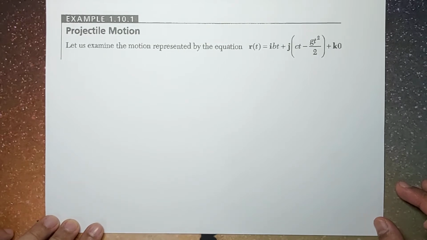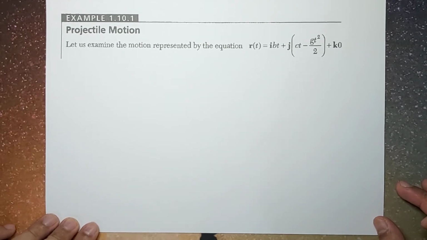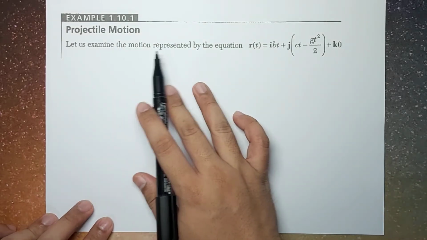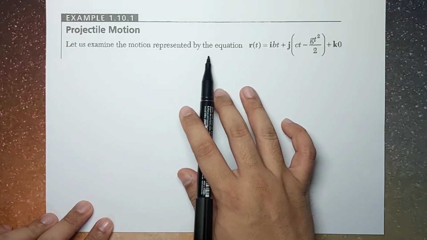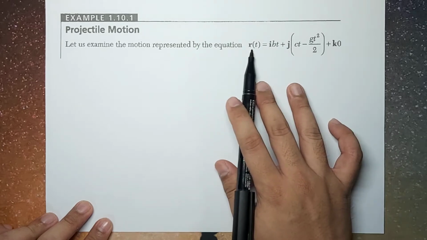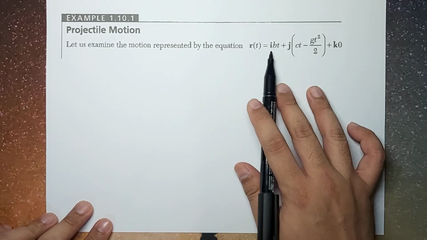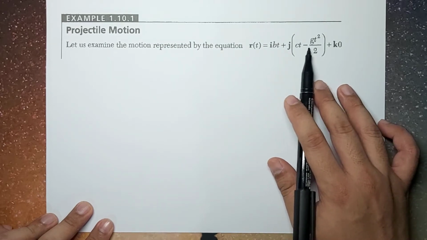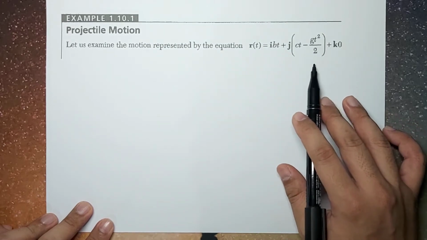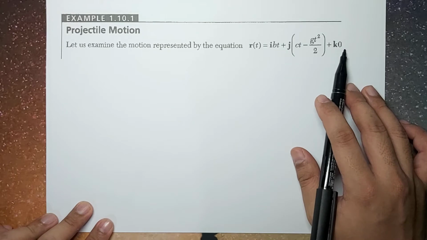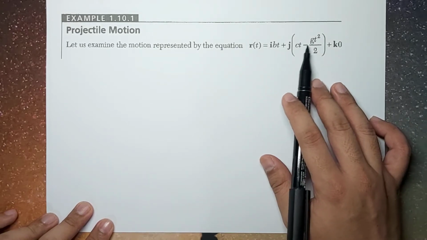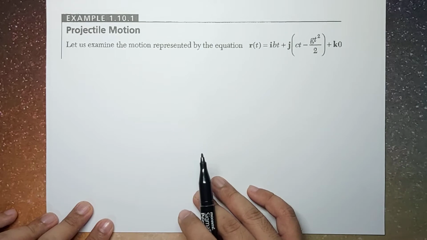Today we're going to discuss example 1.10.1 of Fowles and Cassiday, 7th edition. Here we're going to talk about projectile motion. So let's examine the motion represented by this equation: r as a function of time is equal to i hat bt plus j hat times (ct minus gt squared over 2) plus k hat 0. Here b, c, and g are all constants.